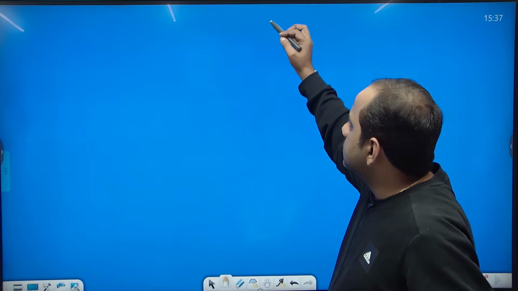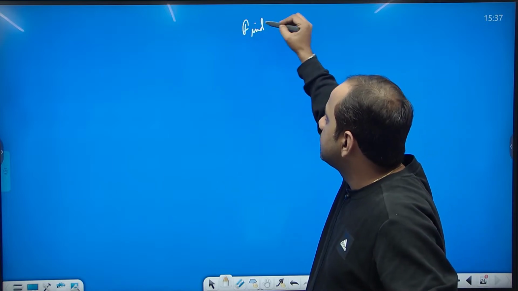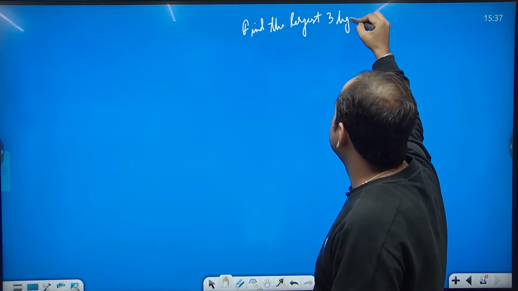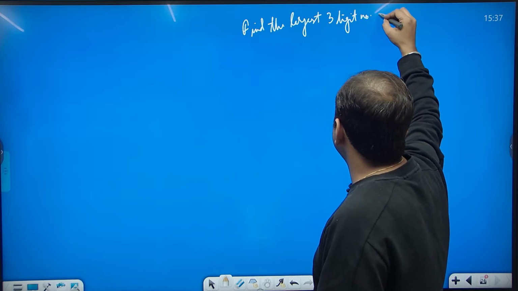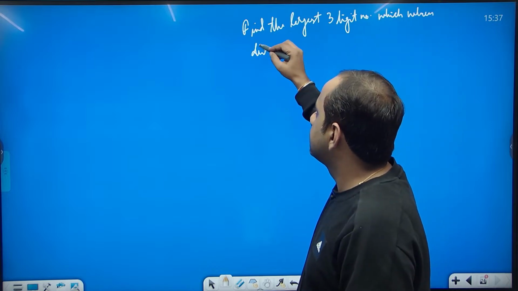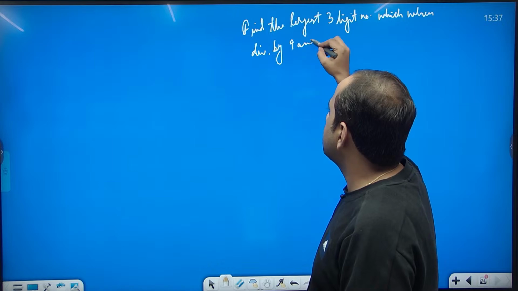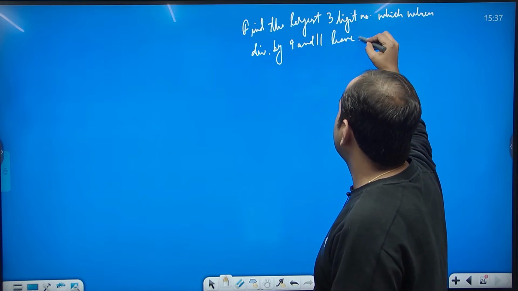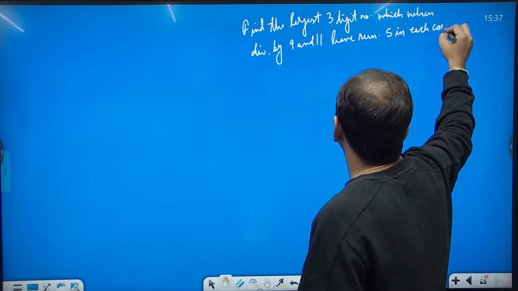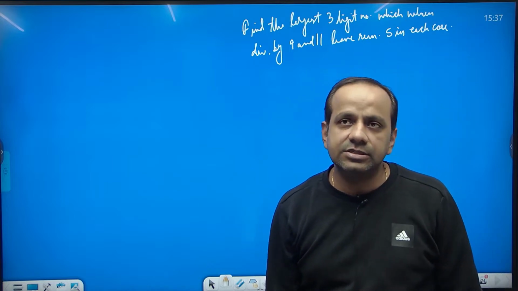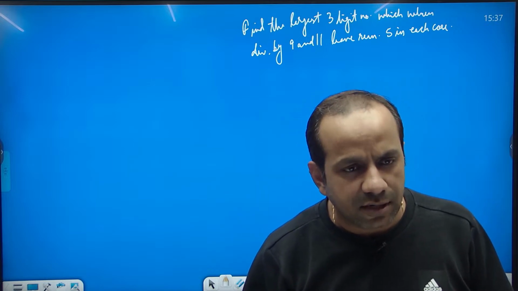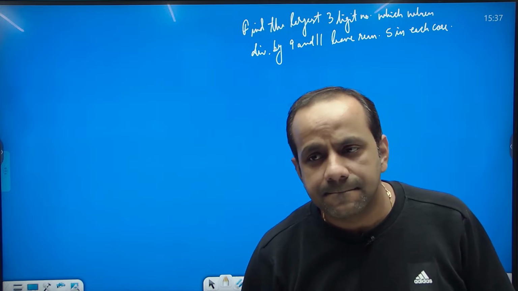Okay, let's try this question. You have to find the largest 3-digit number which when divided by 9 and 11 leaves remainder 5 in each case. Think over it and comment your answers. 995.